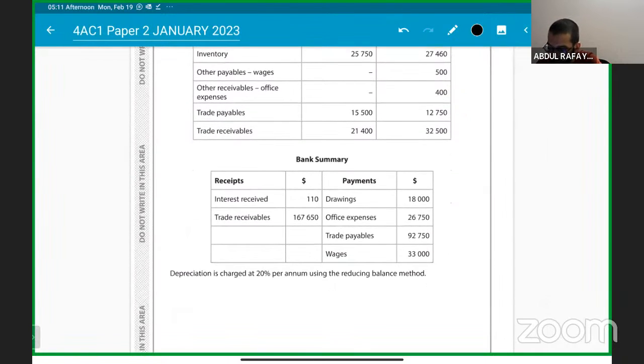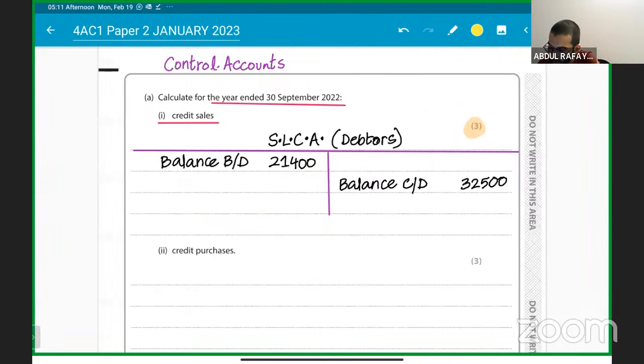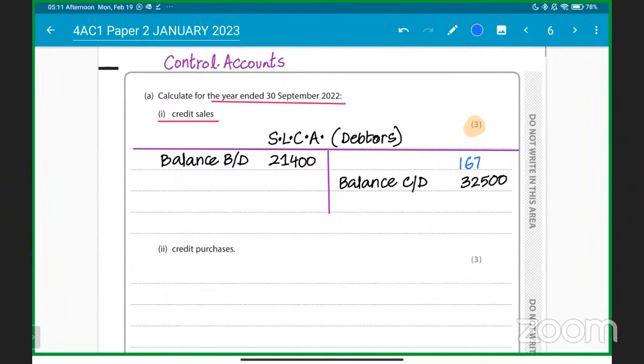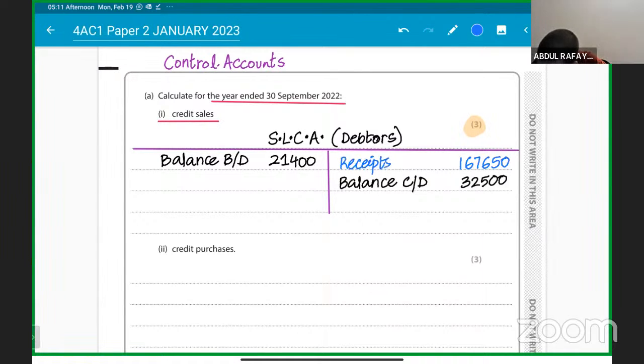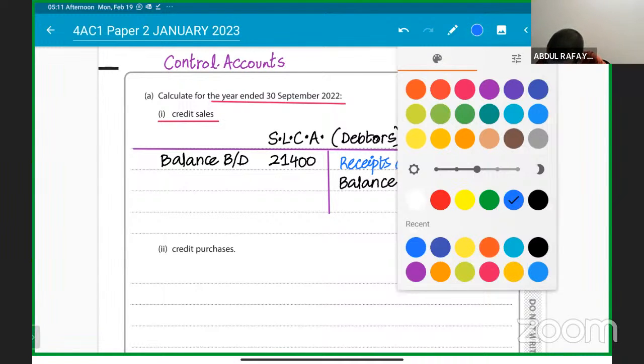Then you need to see how much the customers have paid you. So how much you have received from your customers during the year. Bank summary is there. During the year you have received from your customers 167,650. Getting it with me? 167,650 received from customers, that is the payments that they have made. So here we go, that will be giving us our credit sales.